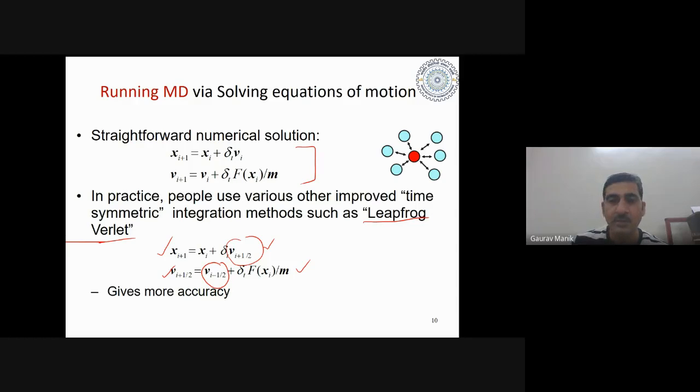We'll talk more about these integration methods, but it's important to understand that these are the two basic algorithms, and people try as much as possible to improve these algorithms.